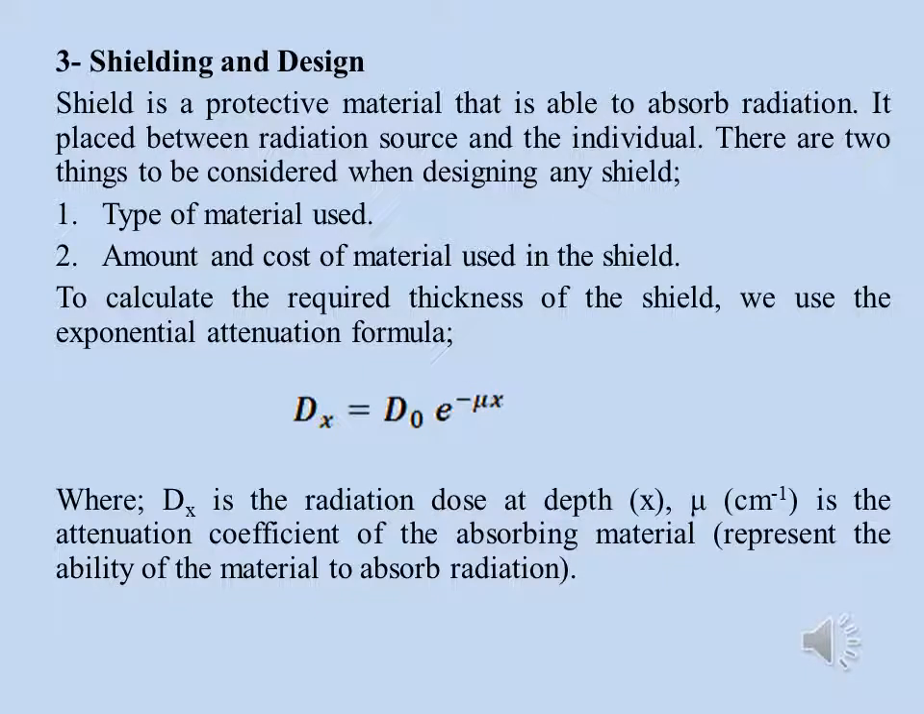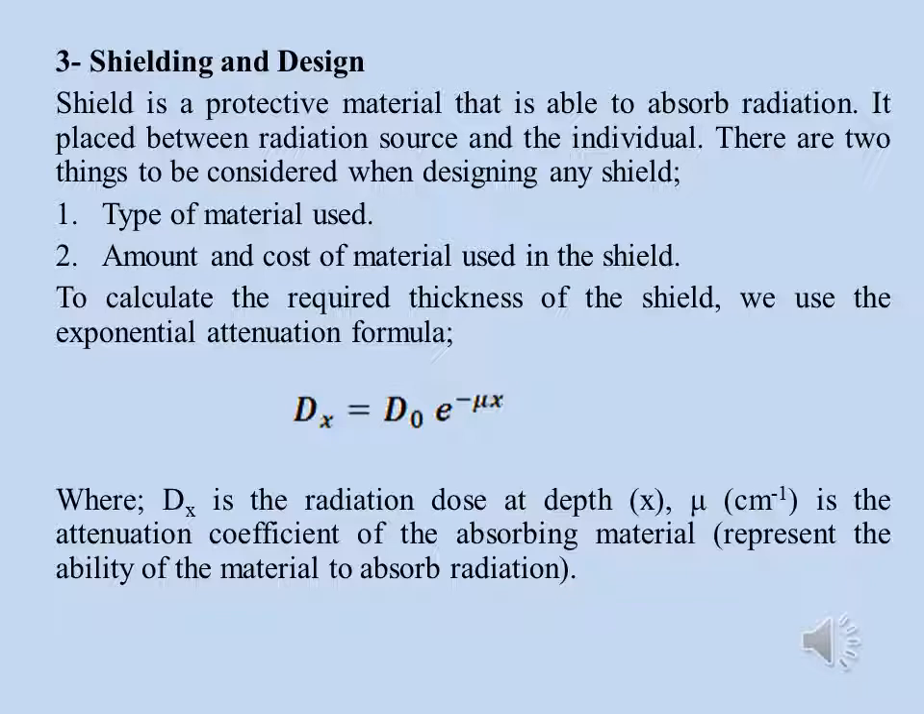3. Shielding and design. A shield is a protective material that is able to absorb radiation. It is placed between the radiation source and the individual. There are two things to be considered when designing any shield: 1. Type of material used. 2. Amount and cost of material used in the shield.